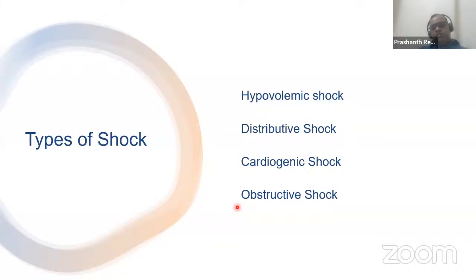To use all these agents, we have to ascertain the type of shock. If we don't know what kind of shock it is, and we use whatever agent is available with us, it can lead to catastrophe. So first we have to ascertain what kind of shock it is. We have to decide what it is, then only start the treatment. There are broadly 4 types of shocks: hypovolemic shock, distributive shock, cardiogenic shock, and obstructive shock.